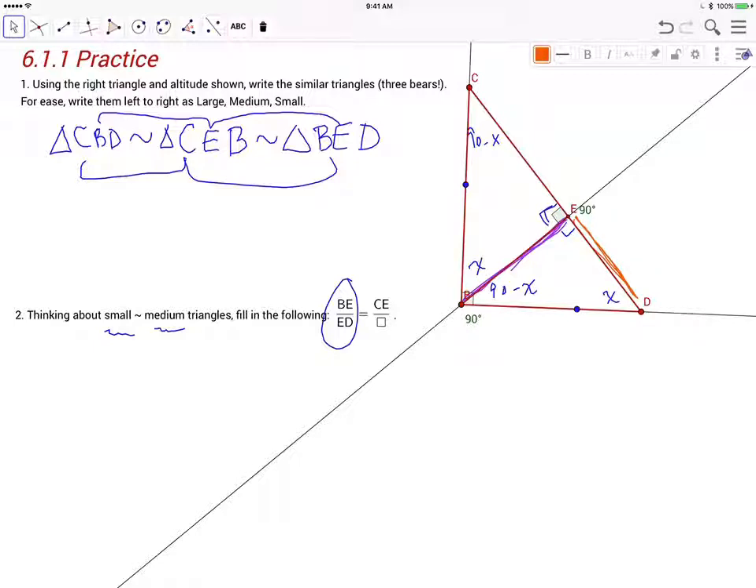So the way I see this is the side opposite the x relates to the side opposite the 90 minus x, the same way the side opposite the x, there's the CE, right? I want to make sure I don't mess up the colors. Side opposite the x is purple, right? And then, interestingly enough, the side opposite the 90 minus x is BE again. So the answer here is BE.